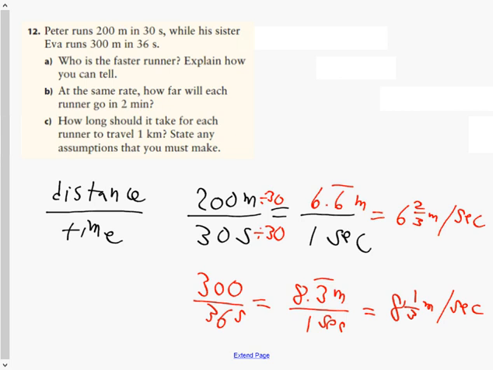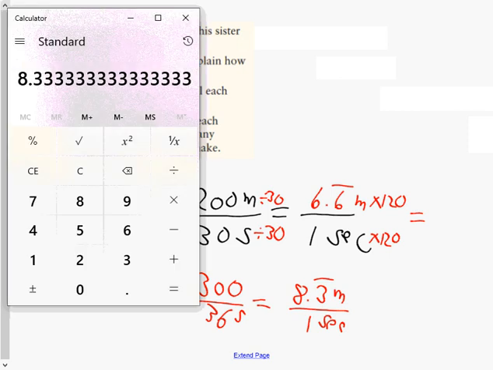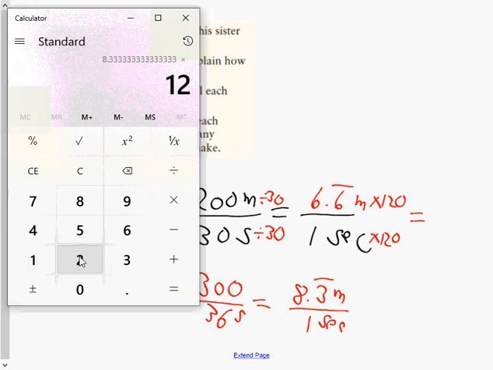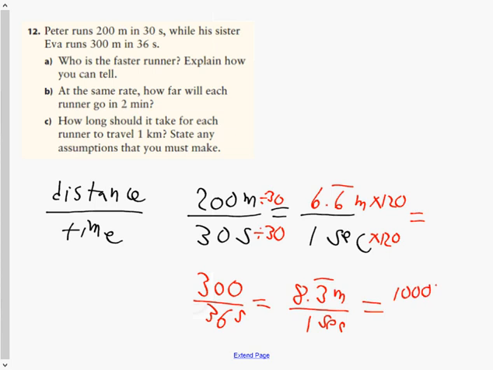It then goes on to say, at the same rate, how far will each runner go in 2 minutes? What will I do to figure out how far they go in 2 minutes? Multiply both by what? 120, because there are 120 seconds in 2 minutes. I'm going to do this one down here first, because I already have it built into the calculator. Multiply this by 120, I get 1,000 meters in 2 minutes.